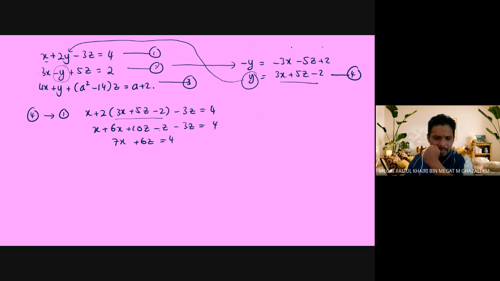Okay, 7x plus 7z, 7 or 6? 2 times 3 equal to 6, 2 times 5 equal to 10, 2 times z is 2z here, 2z here. Negative 2z minus 3z is negative 5z. So 10 minus 5 equal to 5z. Okay, 7x minus 5z equal to 4.